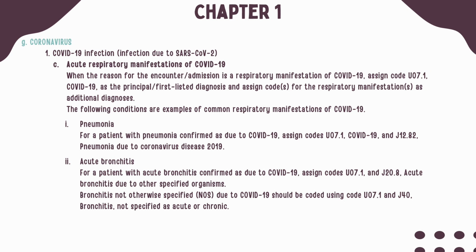Some of the examples of respiratory manifestations are pneumonia. When a patient presents with pneumonia that is confirmed as due to COVID-19, code U07.1 should be listed first, followed by J12.82. Acute bronchitis. When acute bronchitis is confirmed as due to COVID-19, U07.1 should be listed first, followed by code J20.8. If the bronchitis falls under the not otherwise specified category, J40 should be assigned instead.